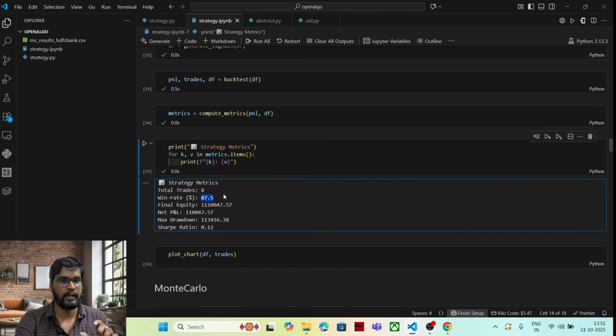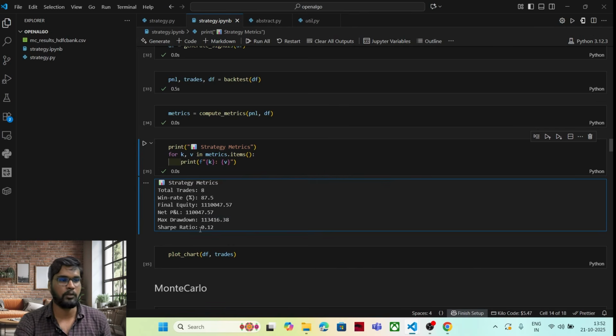You do not lose money 87 percent of the times. So actually, if you had invested 10 lakhs using this algorithm, you would have earned around 11 lakh 1047 rupees, so you would have gained around 1 lakh 10,047 rupees. The max drawdown you have seen is around 1 lakh 13,416 rupees, which is a high drawdown.